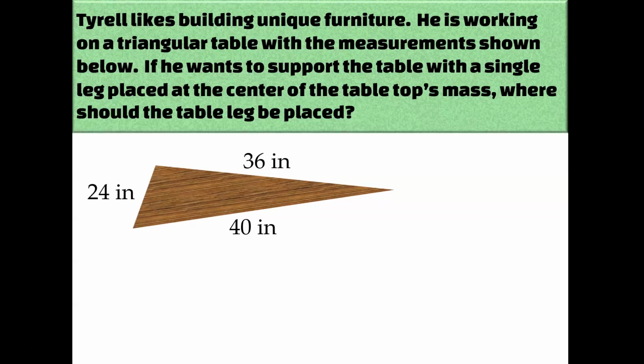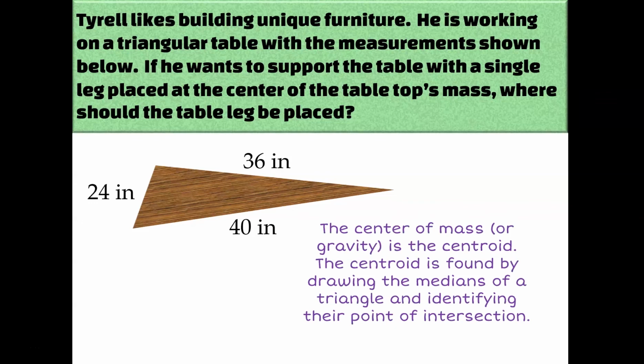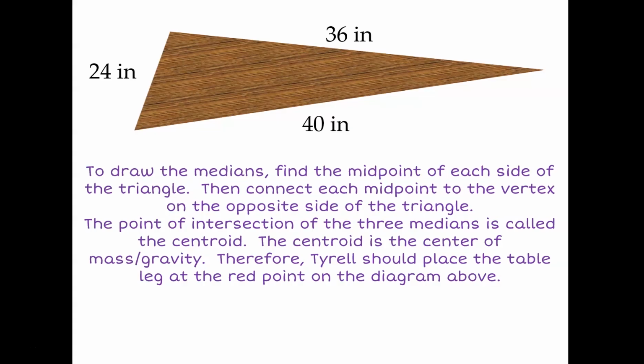Well, remember that we learned the centroid of a triangle is also its center of mass, or center of gravity. So what we need to do is draw all of the medians of this triangle and identify their point of intersection. In order to draw the medians, you need to find the midpoint of each side of the triangle, which would be each of these points.